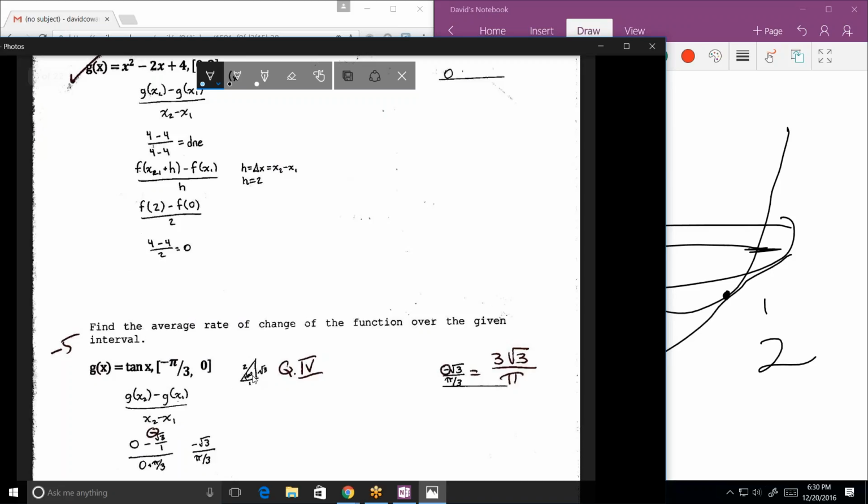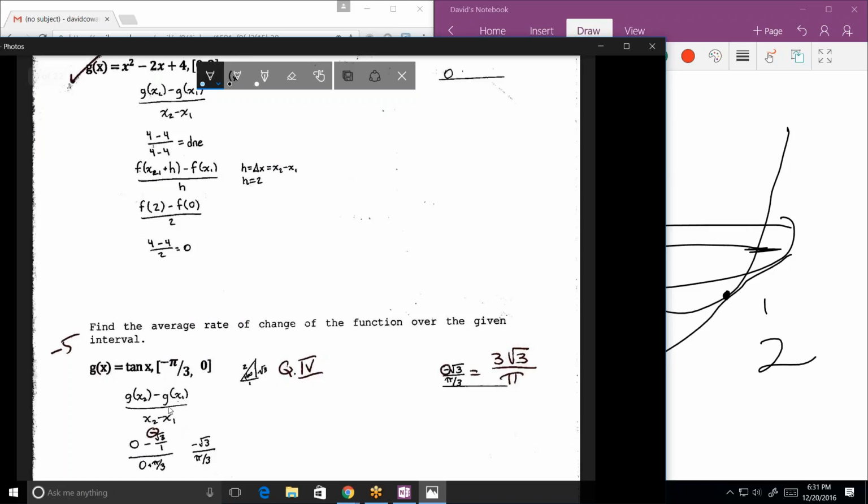This triangle allows you to evaluate all the functions. In other words, that allows you to know what g of x sub 2 is. In other words, what's the tangent of 0? Well, it's 0. What's the tangent of minus pi over 3? Well, that's a 60-degree angle, so the tangent of that is square root of 3 over 1, but it's negative because it's a negative pi over 3. So you have to be able to figure out what g of x sub 2 is, and you have to be able to figure out what g of x sub 1 is, and then divide the whole thing by 0 minus a minus pi over 3.